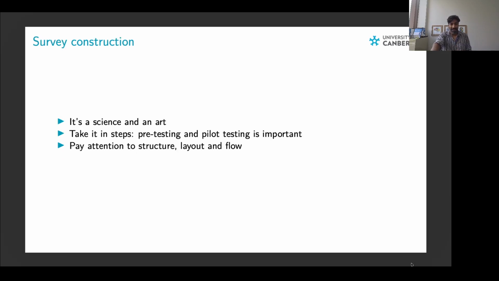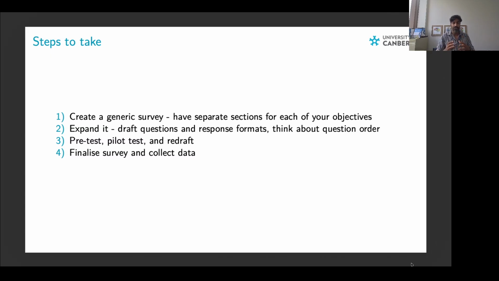I said this at the very beginning because it's one of the most critical points. It is a science and an art, and you'll get an appreciation for this as this lecture goes on. But you've got to take it in steps. So there's this pre-testing phase, and then the pilot testing, which is important, and pay attention to the structure, layout, and flow. And we'll see this in a moment when it comes to survey construction.